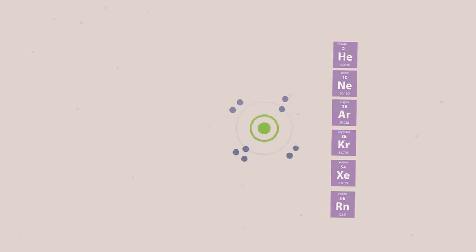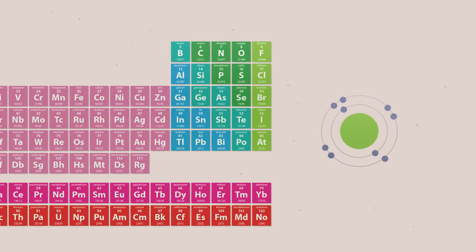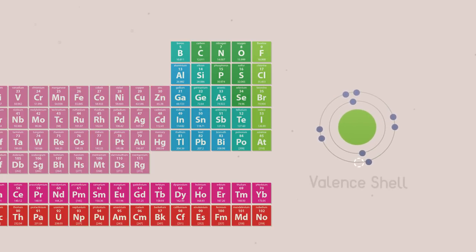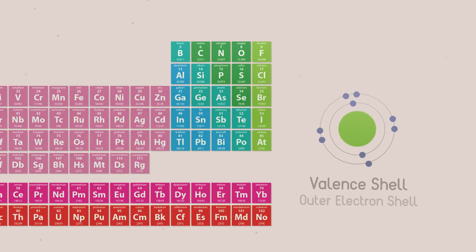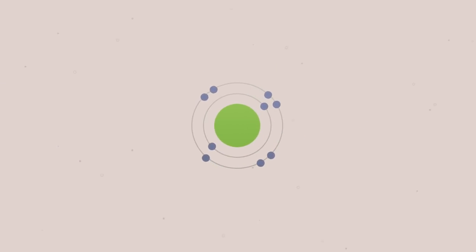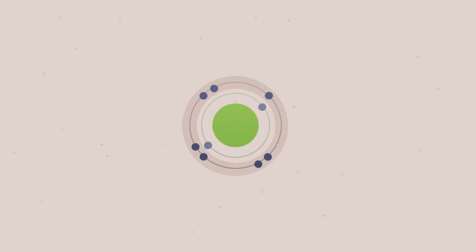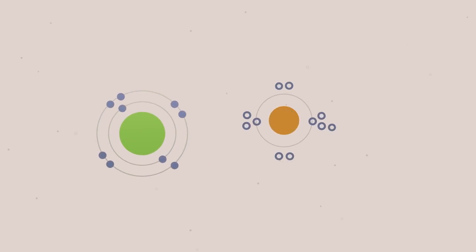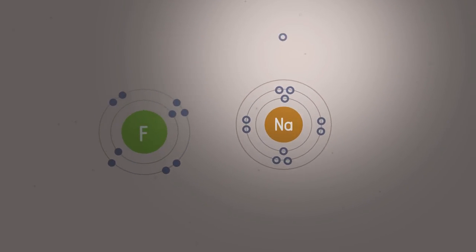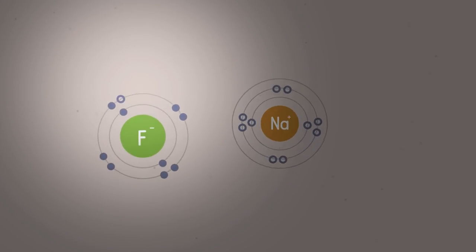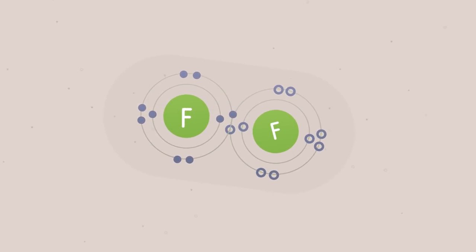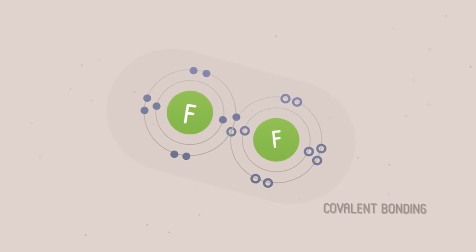Only the noble gases exist naturally as single atoms. All the other elements of the periodic table have partially filled valence shells, or outer electron shells. Atoms bond by swapping or sharing electrons in their outer shells. When very different atoms react, like metals and nonmetals, they normally swap electrons. This is ionic bonding. But when similar atoms react, like nonmetals combining with other nonmetals, they share electrons. This is covalent bonding.